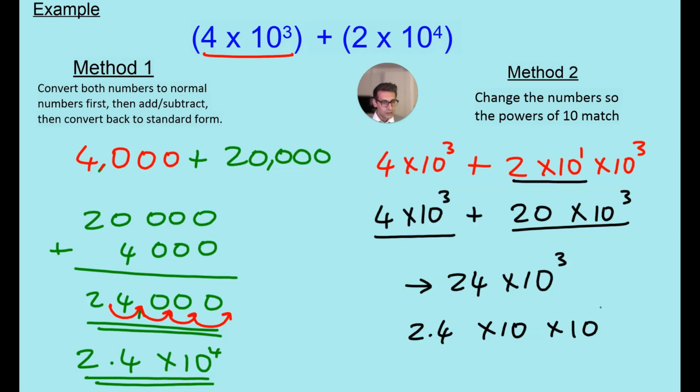And then we write this in standard form. So 2.4 times 10 to the power, now there's a 1 there, so 1 plus 3 is 4. And you can see we get the same answer. Now this method seems a lot more difficult, a lot longer. In some cases it might help you. You can use either method, it doesn't really matter.